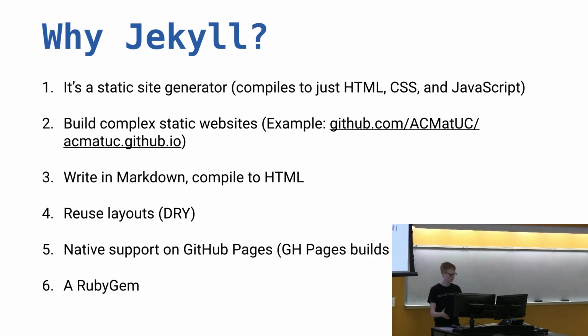So with Jekyll, you write mostly Markdown, which is a language that transpiles to HTML. You reuse some layouts, and there is native support on GitHub Pages for Jekyll, like I mentioned. So you just push your Jekyll code to GitHub, and GitHub will compile that for you and serve it up. And it is a Ruby gem because it is written in Ruby.